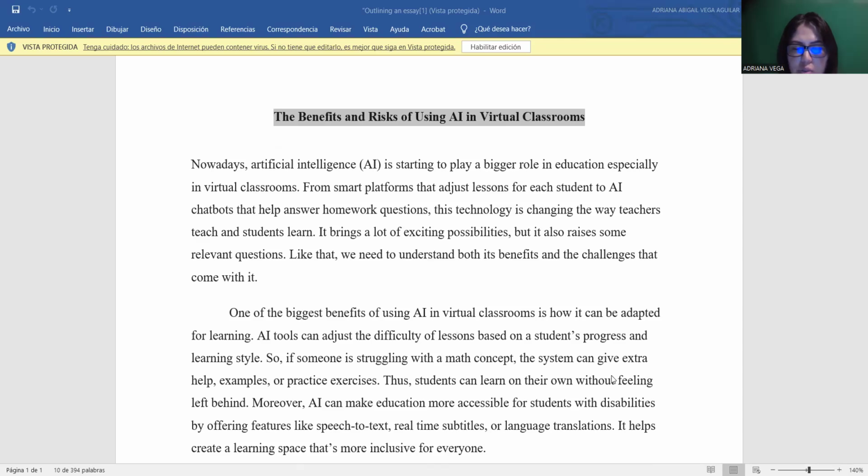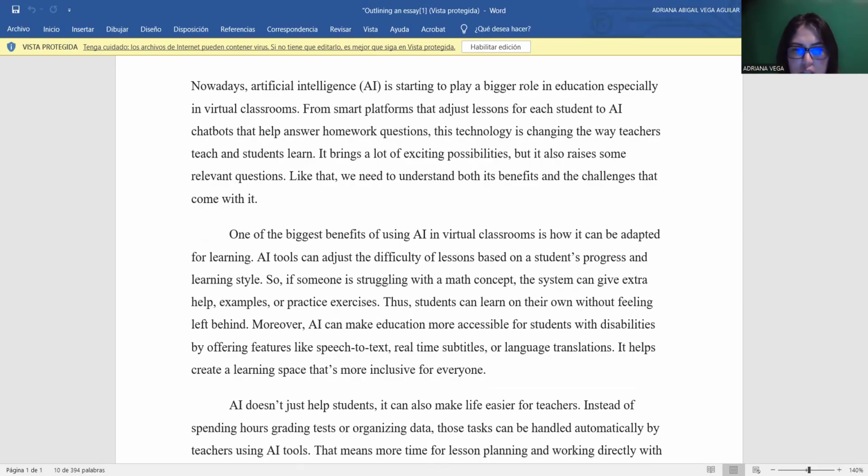In the introduction, we present the main topic, the increasing use of artificial intelligence in education. We mention tools like chatbots and smart platforms that adapt to each student. This part sets the stage for the rest of the essay and ends with the thesis that we must understand both the benefits and the risks of using AI in virtual classrooms.